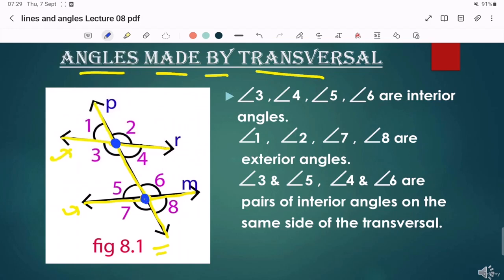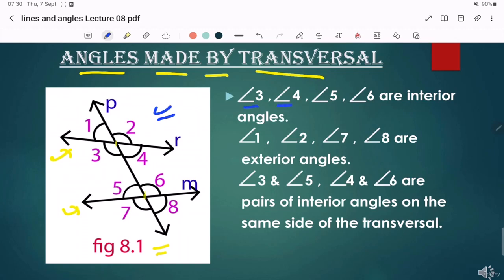Now we are having eight angles. This is angle 1, this is angle 2, this is angle 3, this is angle 4, angle 5, angle 6, angle 7, angle 8. Whenever we have a transversal and it is intersecting two lines, then we will have a total of 8 angles. In this figure, we have different kinds of angles. What are those? Let's see.